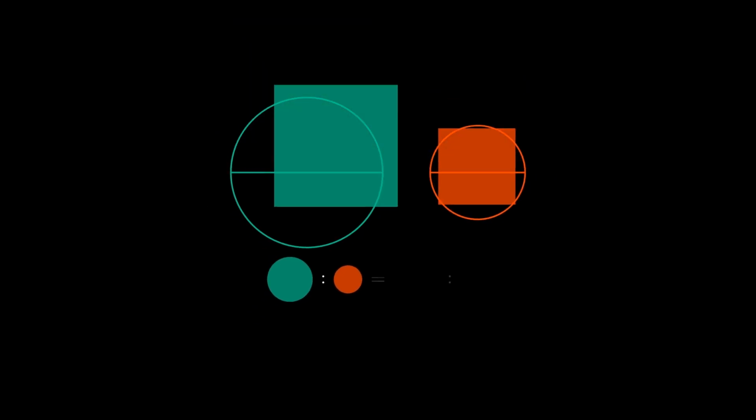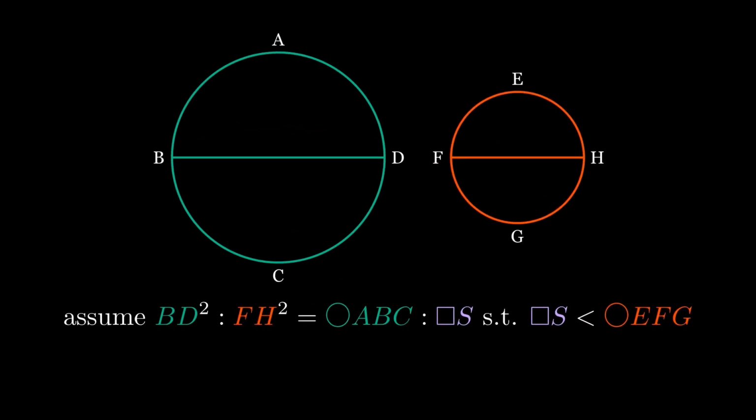Given two circles and their diameters, we'll show that the ratio of circle areas is proportional to the ratio of their squared diameters. We'll use a proof by contradiction for this one, and first assume BD squared to FH squared is proportional to circle ABC to area S, where area S is less than circle EFG.